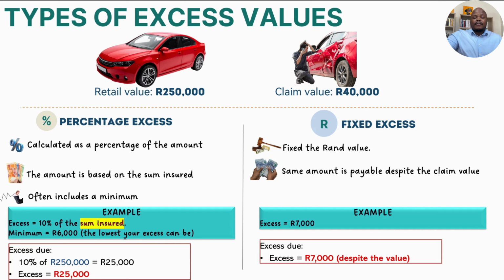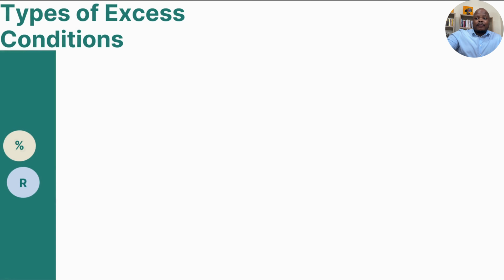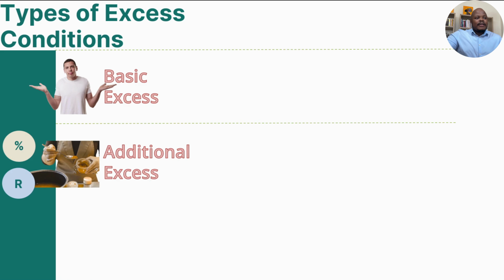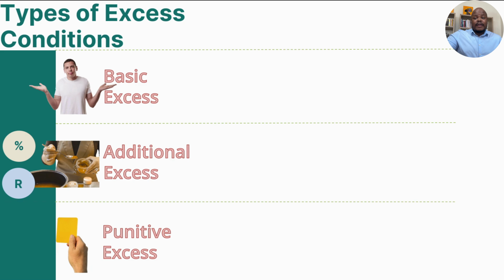Now that we understand the excess values, let's look at the type of excess conditions. There are various types of excess conditions. However, before we jump into that, I need you to understand that the type of excess values, which is a percentage and the fixed, apply exactly to all the types of excess condition there are. There's a basic excess, there's an additional excess, and there's a punitive excess. You might hear the word punitive and additional used interchangeably, but I'll explain that later. But as we have said earlier, all these excess values, meaning the percentage and the fixed excess, apply to all these types of excess conditions.